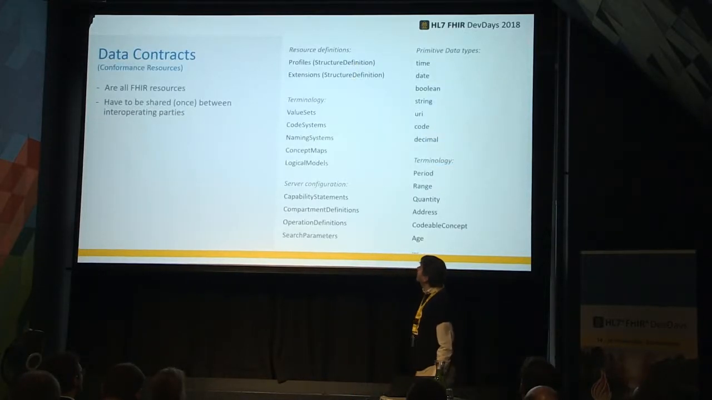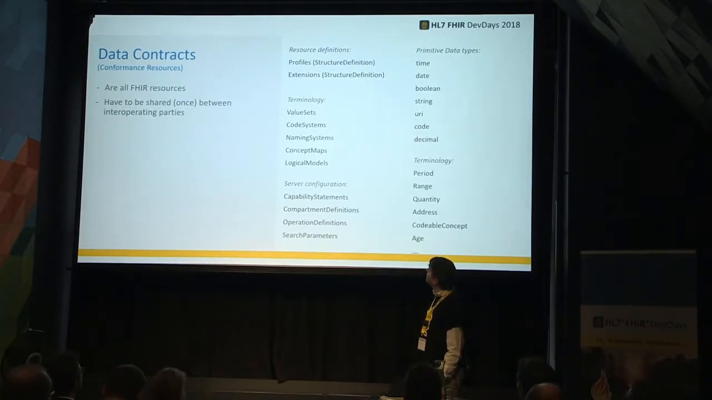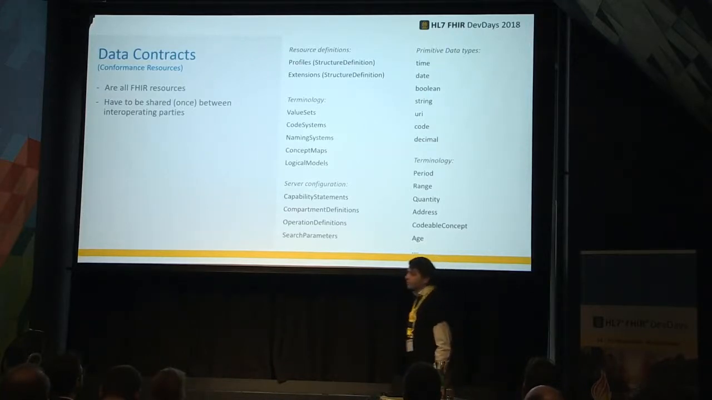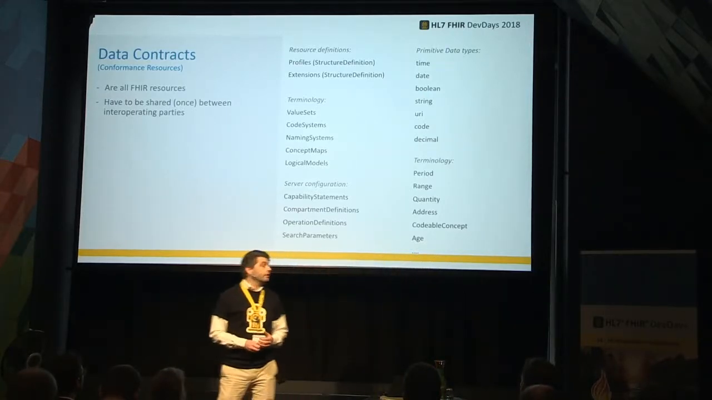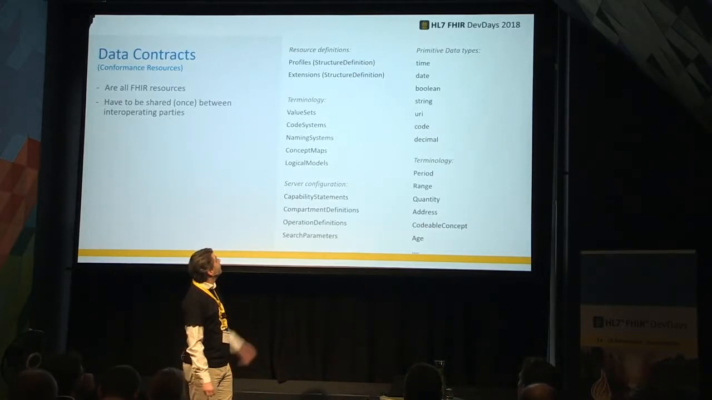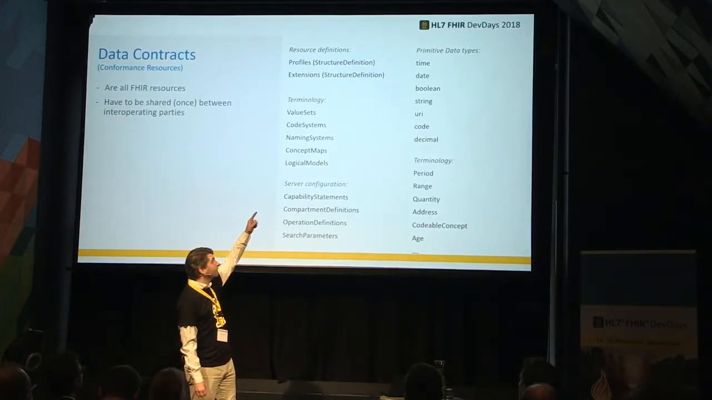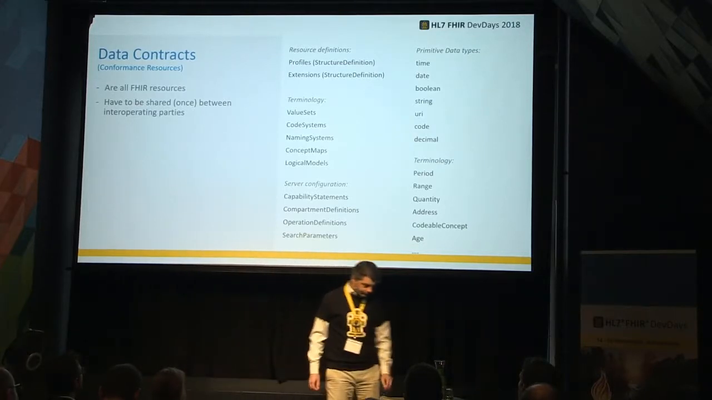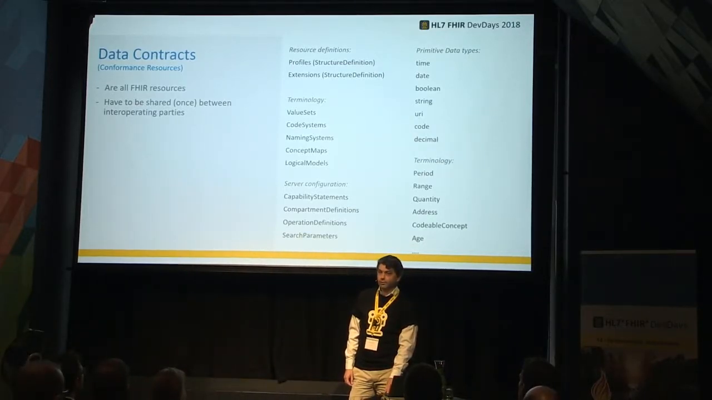So there are lots of different kinds of resources. There are the resources that describe all the resources, which you see in the top left. There are a lot of terminology definition resources. There are server configuration resources. And of course, in FHIR, we have also defined the data types in a similar way. So data types are themselves not officially resources, but they are made of the same kind of structure. And the resource definitions on the top left are built up from the data types you see on the right. And all programmers here will probably recognize 90 to 100% of those types because they're very standard.